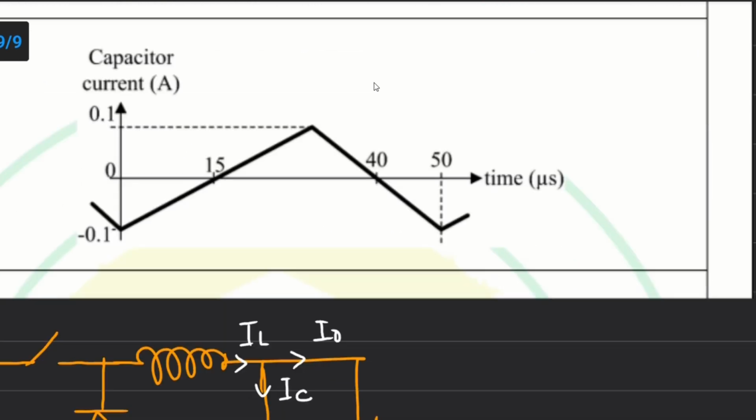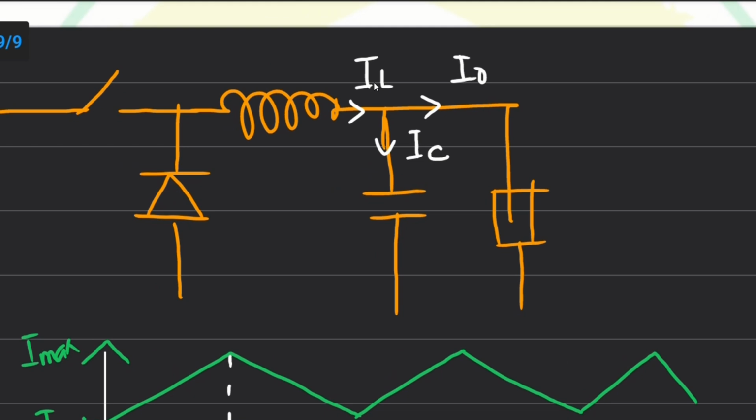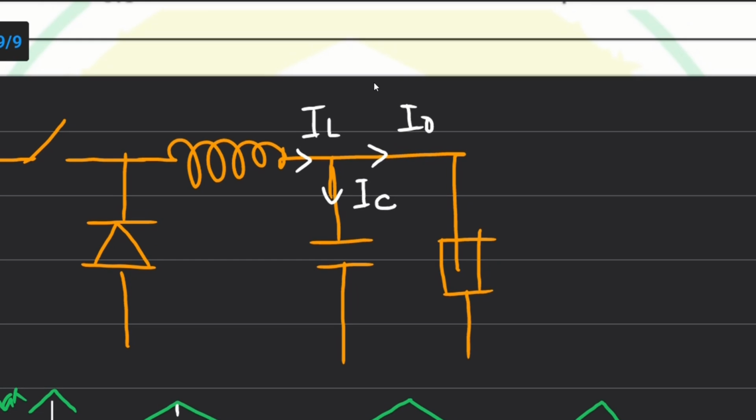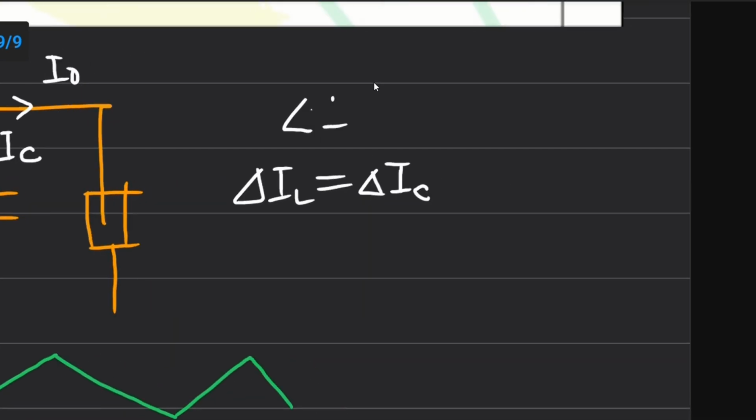Now, we know that the capacitor does not allow DC current or average current through it. That means the entire average current will go to the load. That means I naught is nothing but the average component of IL, whereas IC will carry the ripple. That means the entire inductor ripple will go to the capacitor ripple, so the inductor ripple is equal to the capacitor ripple. It is a very important conclusion.